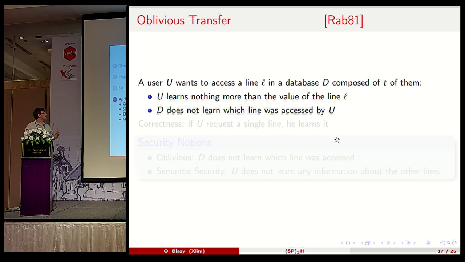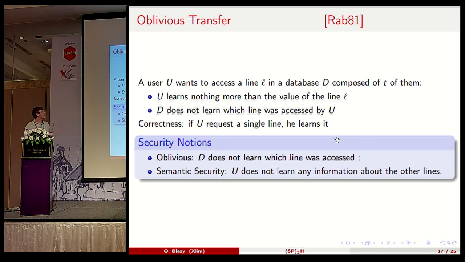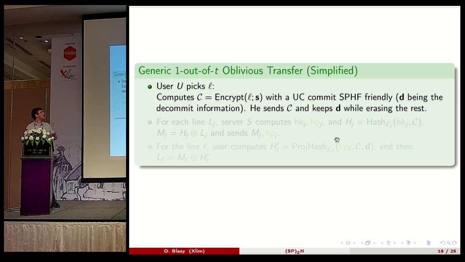There are many generic constructions that allow us to instantiate a protocol in the UC framework. For example, oblivious transfer. I'm not going to repeat what I said earlier, but you have a user and a server, and the user should learn only a line, the server should learn nothing. I'm simplifying the construction because you have one pre-flow that's just for the proof. The user is going to pick a line and do a UC commitment to this line, so we expect the UC commitment to be structure preserving, smooth projective hash function friendly.